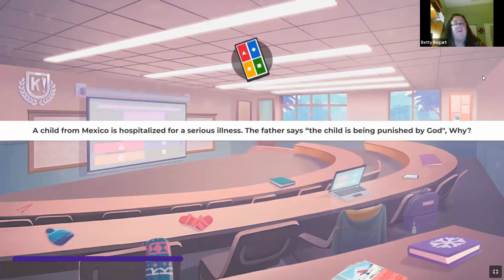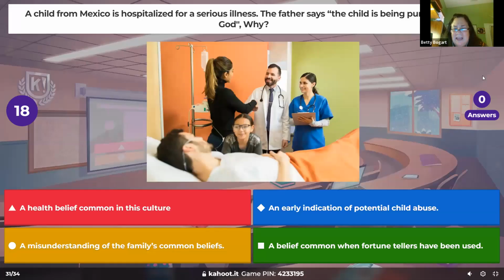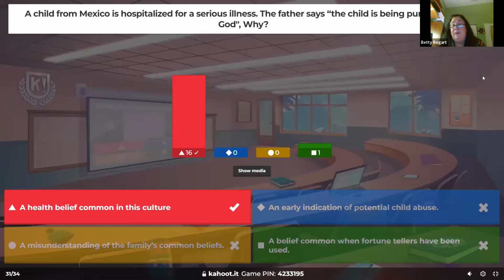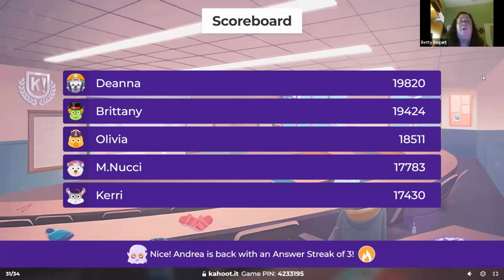A child from Mexico is hospitalized for a serious injury, and the father says the child is being punished by God. Why does he think that? And it's just a common health belief. I've mentioned a couple different cultural things that go on. Just be aware of it. So if you're seeing something different, just ask that parent. They will be very happy to answer you most of the time. So don't be afraid. They'll respect you even more that you did ask.